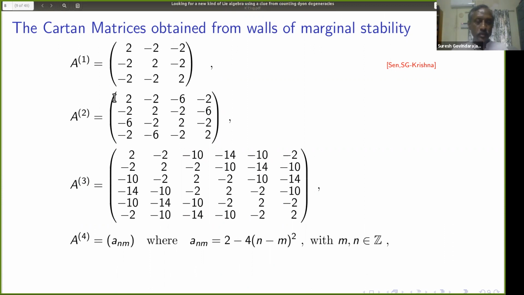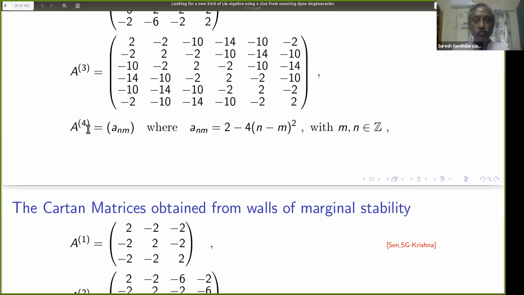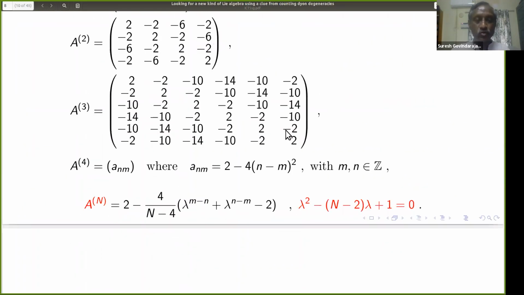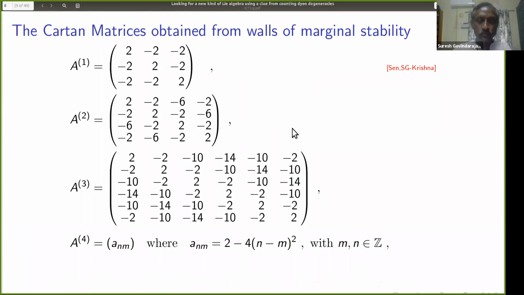But in this case, there are 4 simple roots, but this has a 0 eigenvalue, and this has 6, and there are 2 0 eigenvalues. You can check. But A4, A5, and A6, all of them now have infinite roots. Okay, the walls are infinite. A4, and there is some structure which changes from A4 to A6, and let's go back.